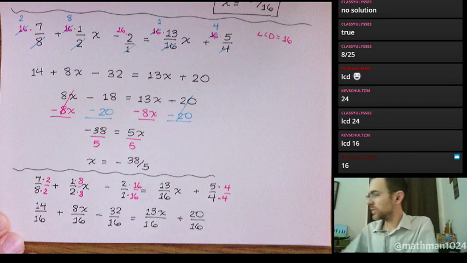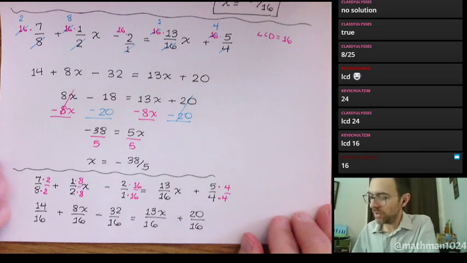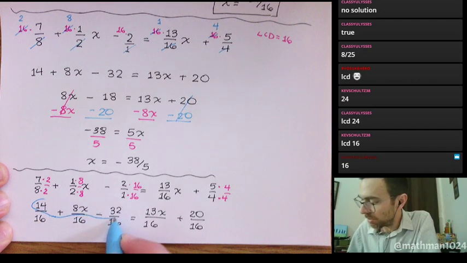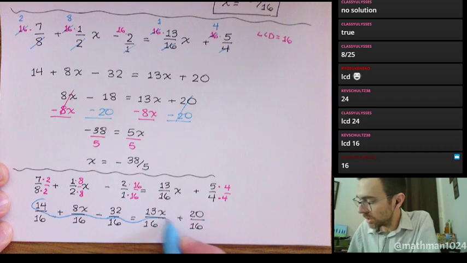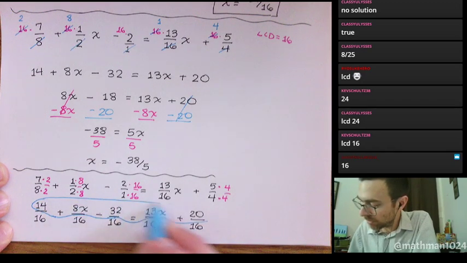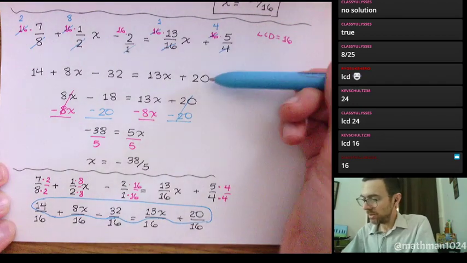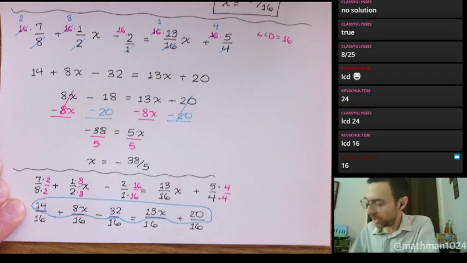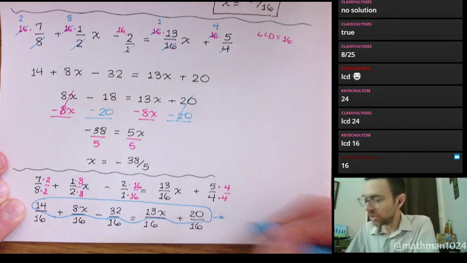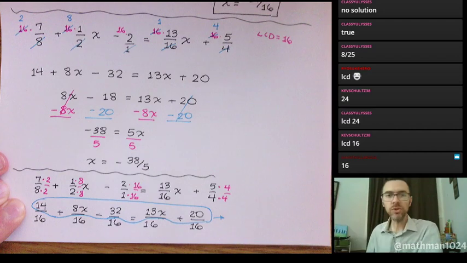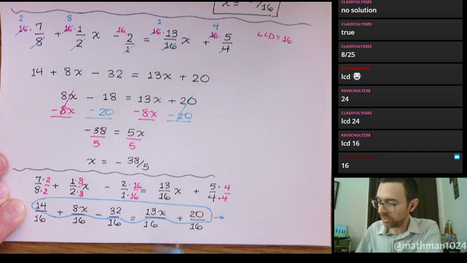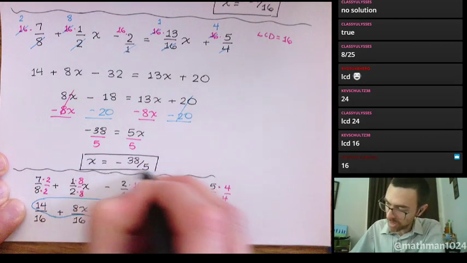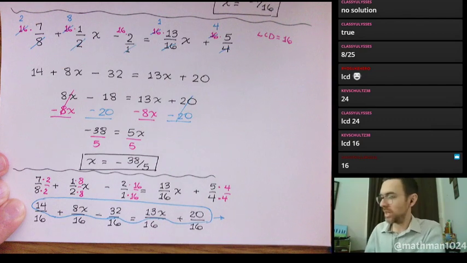Now here's what I want you to notice. I want you to see what we have in the numerators. You have 14 plus 8x minus 32 equals 13x plus 20. And you'll see that's the same thing that I have up here. So once everybody has the same denominator, we can then rewrite that as its own equation. Just take those numerators, that's your equation, and when you solve this, you're going to get the same answer that we had above because the math did not change. X is going to equal negative 38 over 5.